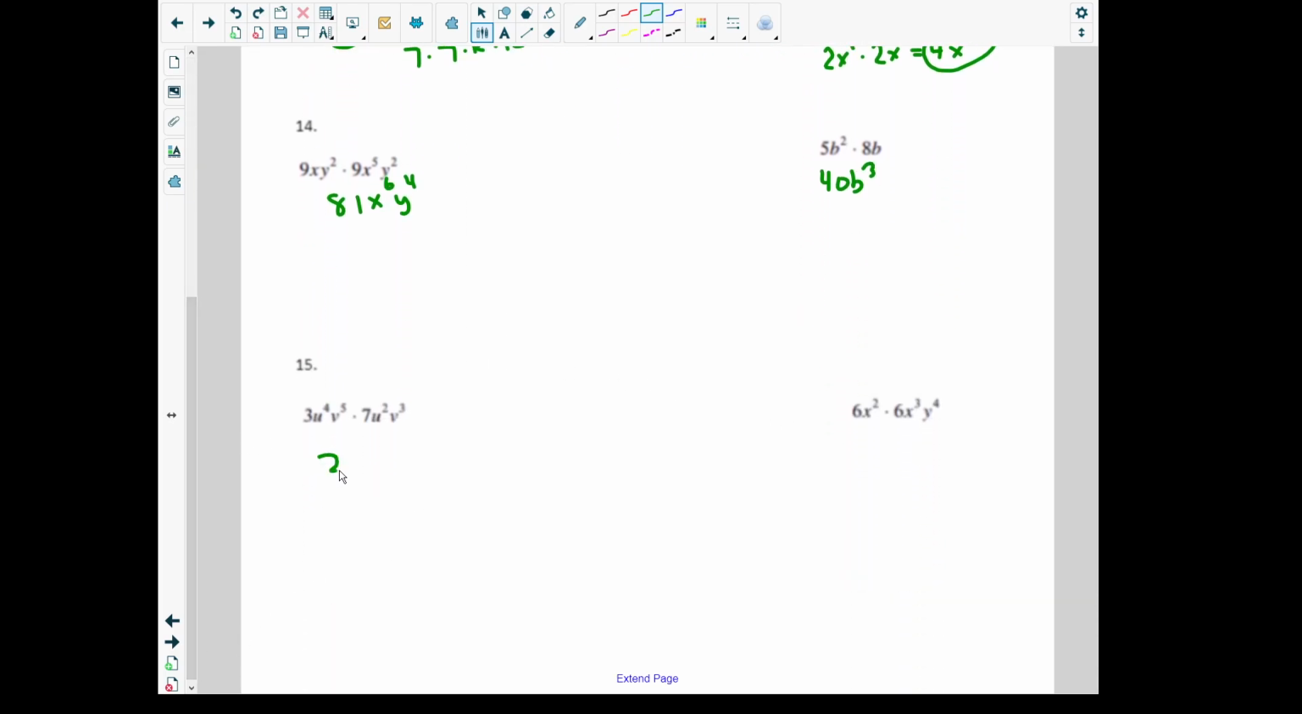Okay, this one's going to be 21 u to the 6th, v to the 8th. And this one's 36 x to the 5th, y to the 4th. Again, I'm just multiplying the same base, adding the exponents, right? I'm going quickly because we've done so many of the same type. Okay.